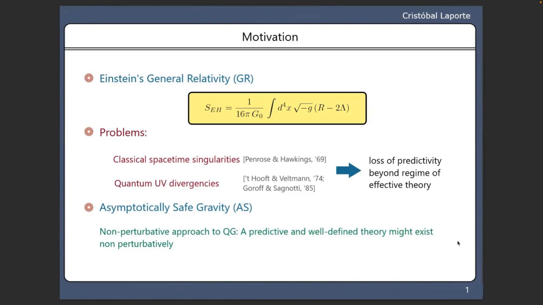By contrast, asymptotic safety is a candidate for quantum gravity, which is non-perturbative, and it is realized based on a new symmetry principle, the quantum scale invariance. We'll talk more about quantum scale invariance and the link with asymptotic safety in a moment.